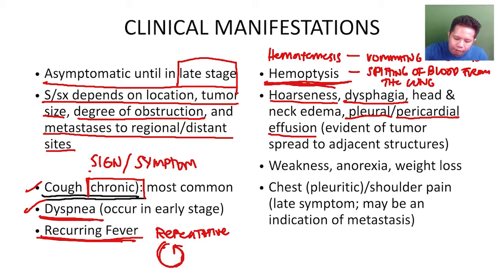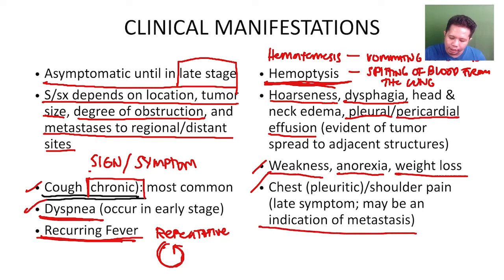Okay, so we have here also weakness, anorexia, and weight loss. Chest pleuritic or shoulder pain. For the late symptoms, it may be an indication of metastasis. Yung parang ano na yung patient nyo, nag-heart attack, or parang masakit lagi yung dibdib and shoulders, usually it might be caused by metastasis.